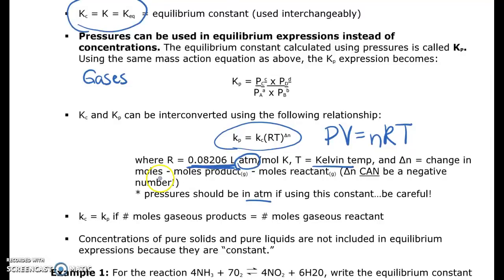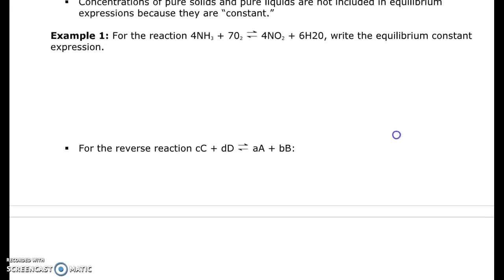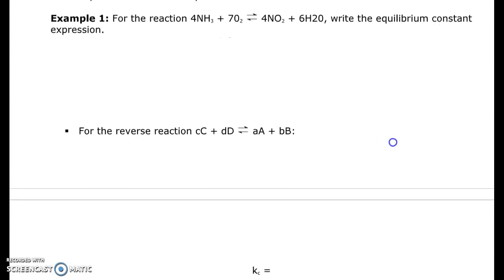Just to clarify this here, where it's talking about moles of product minus moles of reactant, that's literally just using the coefficients in the equation. We'll see an example of this in just a minute. Okay, so for our first example, let's just write our equilibrium constant expression.